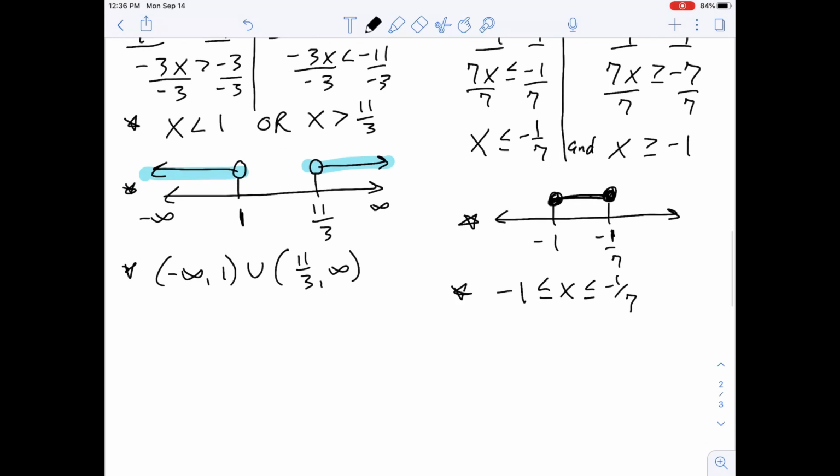Well, we're also going to follow the number line to do the interval notation here. We're including these two values. So bracket, all the way up to -1/7, and then a bracket there.